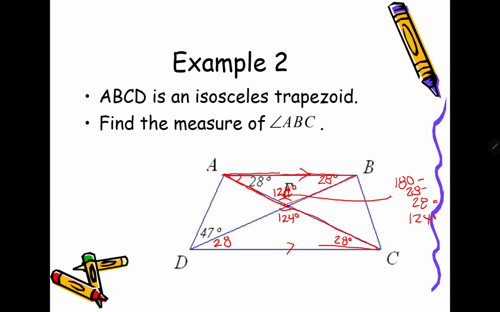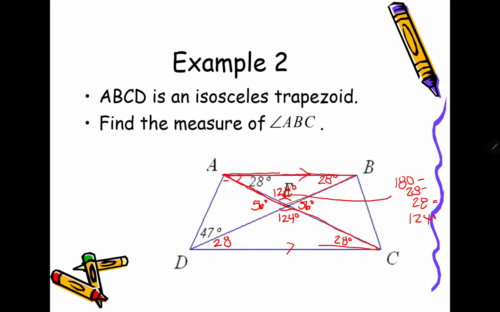All right, well, we have a linear pair here, so this guy is going to be equal to 180 minus 124. So we have 56 degrees, which means vertical angles. This is also 56 degrees.